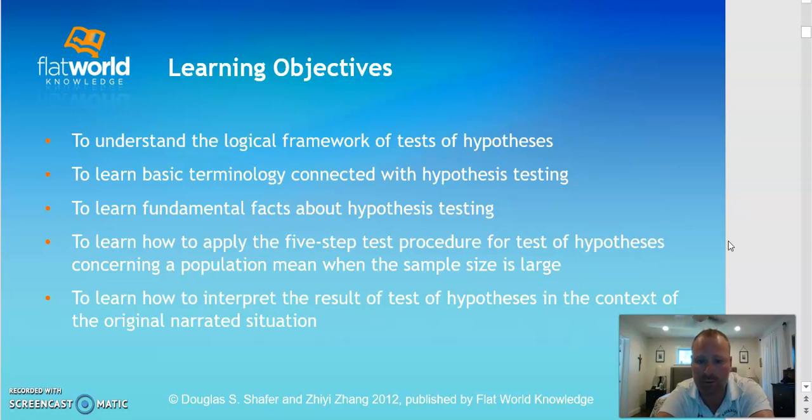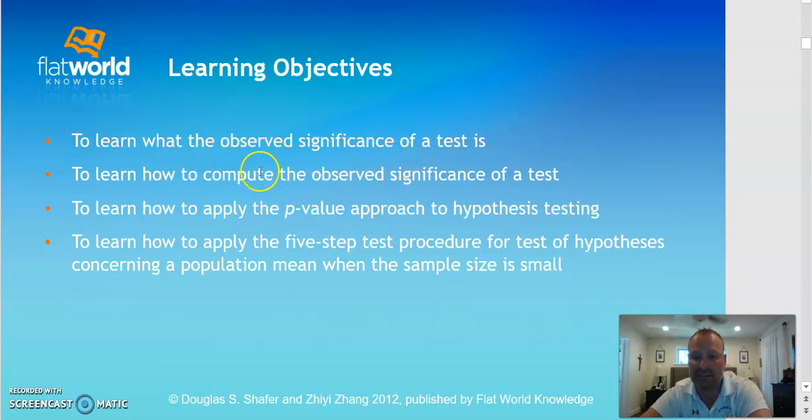To learn how to interpret the result of tests of hypotheses in the context of the original narrated situation. To learn what the observed significance of a test is, to learn how to compute the observed significance of a test, to learn how to apply the p-value approach to hypothesis testing, to learn how to apply the 5-step test procedure for tests of hypotheses concerning a population mean when the sample size is small. Remember, a small sample size would be less than 30.